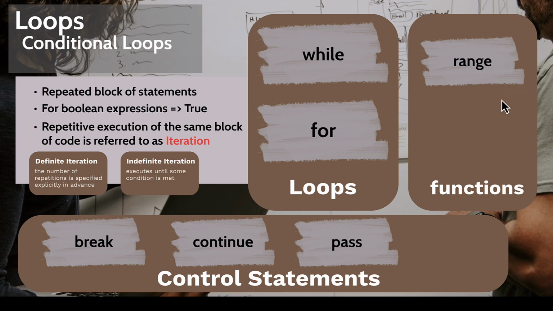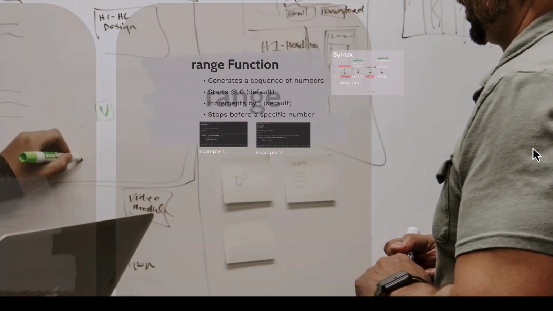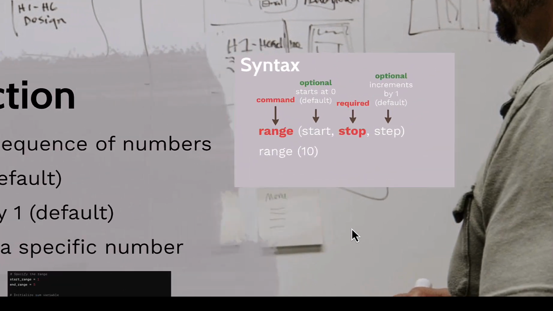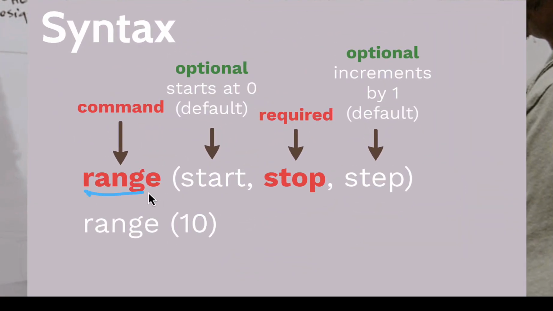So another thing that we're able to implement is a function referred to as range. When we take a look at the range function, what it does is generates a sequence of numbers. It's going to start out with 0 by default, and we're going to look at the syntax here. And also by default is going to increment by 1. And then stops, and here's the important one, before a specific number that we evaluated.